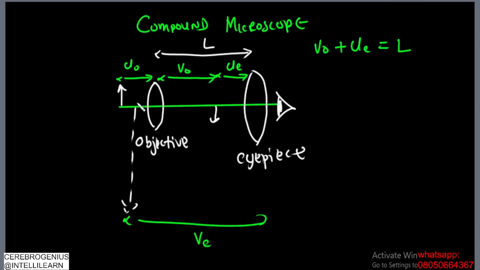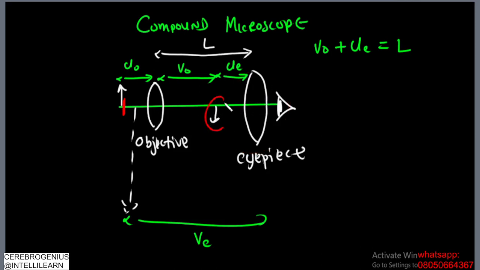Now the first thing we should note is that we need the objective to form a real image, right? So that means that automatically this object must be somewhere outside its focus, because if it is inside its focus, it's going to form a virtual image. So it's going to be somewhere outside its focus, so that it forms a real image somewhere around here. Now we need the eyepiece to form a virtual image, not a real image, right?